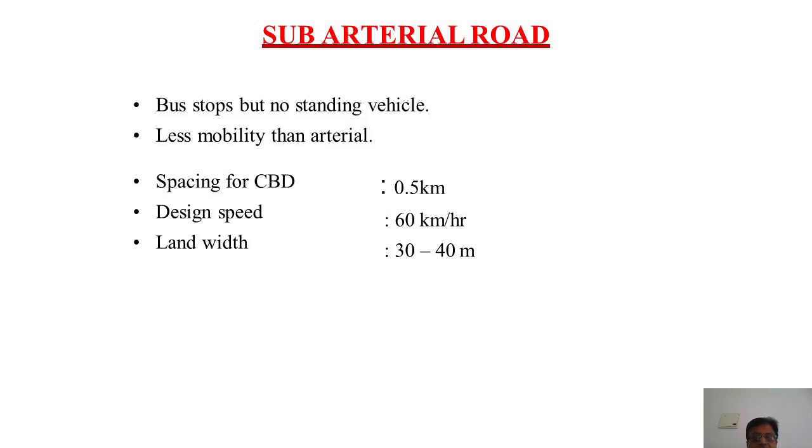Second one, subarterial roads: bus stops but no standing vehicle. So the vehicle will not come and stand, but there will be bus stops. Less mobility than the arterial. Spacing for CBD, the Central Business District, is 0.5 kilometer. Design speed 60 km per hour. Land width, usually the land width available for construction of a subarterial road, is 30 to 40 meters.